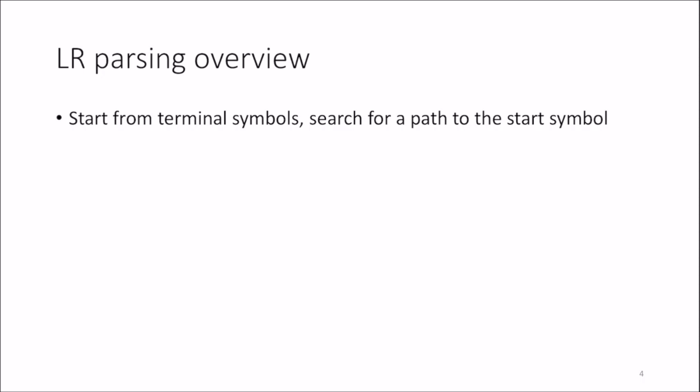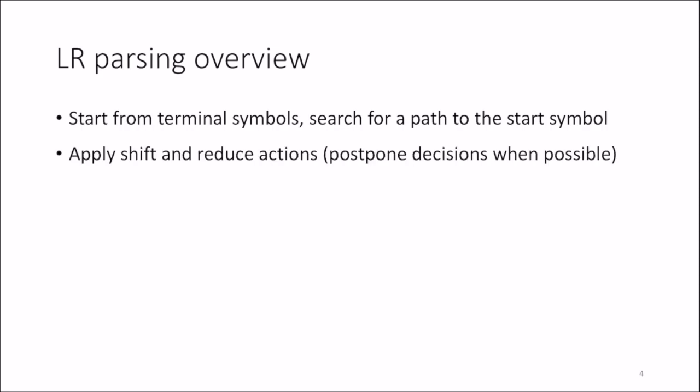So we're going to start from the input string, from the terminal symbols, and we're going to search for a path to the start symbol. That's why it's bottom-up parsing. So we have shift and reduce actions applied starting from the input string, and we postpone decisions when possible or when necessary.